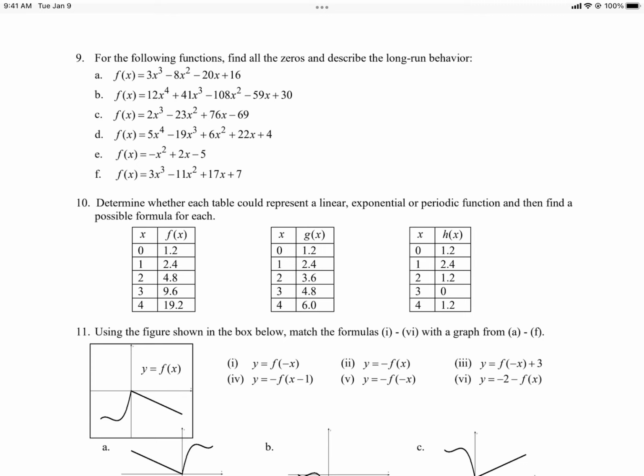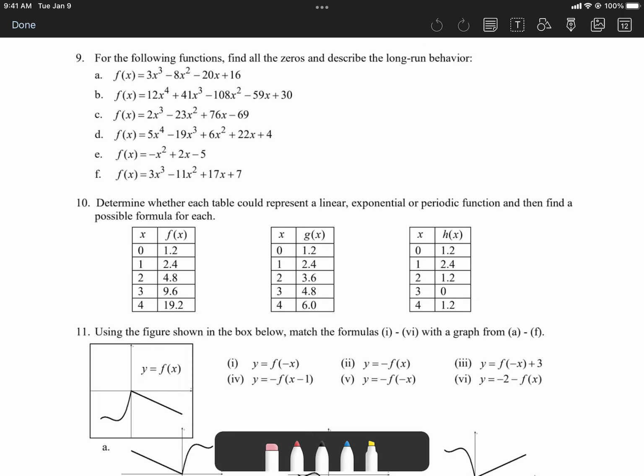All right, so for today's review, we're going to skip around a little bit with some problems. I'm going to give you some numbers that I want you to do, and they are the ones that I will be looking at to grade when I get back to class next time. So we're going to start with number 9 right here.